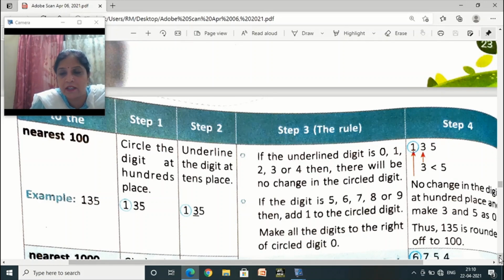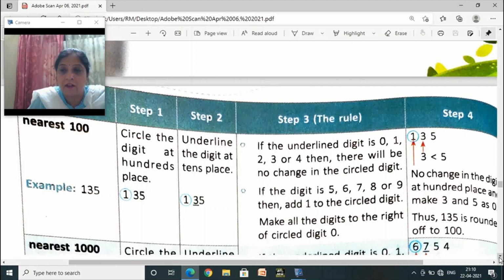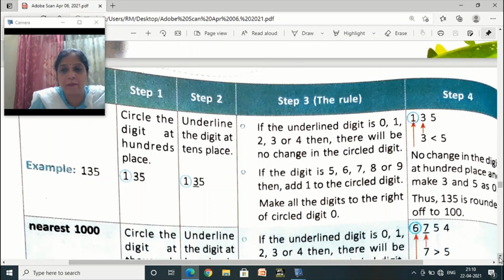Now in this step 4, just find it out. 1 you have circled, 3 you have underlined. Since 3 is less than 5, there is no change in the digit at hundreds place, and make all the digits to the right of the circled digit as 0, so make 3 and 5 as 0. Thus 135 will be rounded off to 100.